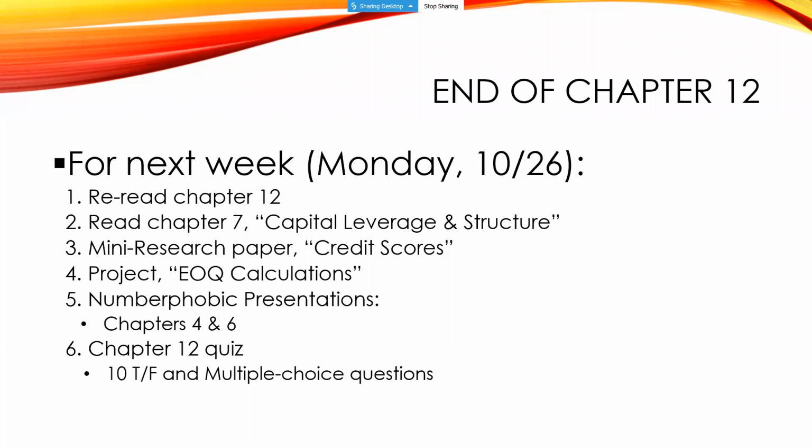So we've got our 2 assignments there: the little research paper on credit scores, and the project with the EOQ calculations. We should have our number-phobic presentations for next week. I think it's actually chapters 5 and 6. We'll have a chapter 12 quiz that'll have, again, 10 questions, mixed between true, false, and multiple choice, about 50-50 is what I try to keep it. That'll be Monday the 26th.